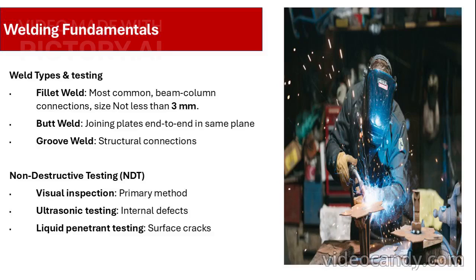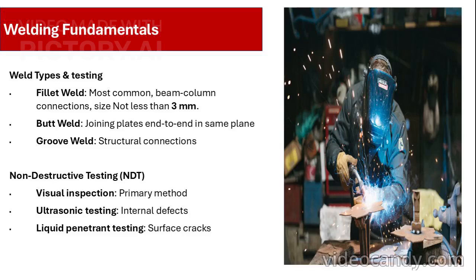In steel construction, the fillet weld is the most commonly used type, especially for beam-to-column connections, and must not be smaller than 3 mm in size. Butt welds are used to join plates end-to-end in the same plane, while groove welds are typically used in high-strength structural connections requiring full penetration.